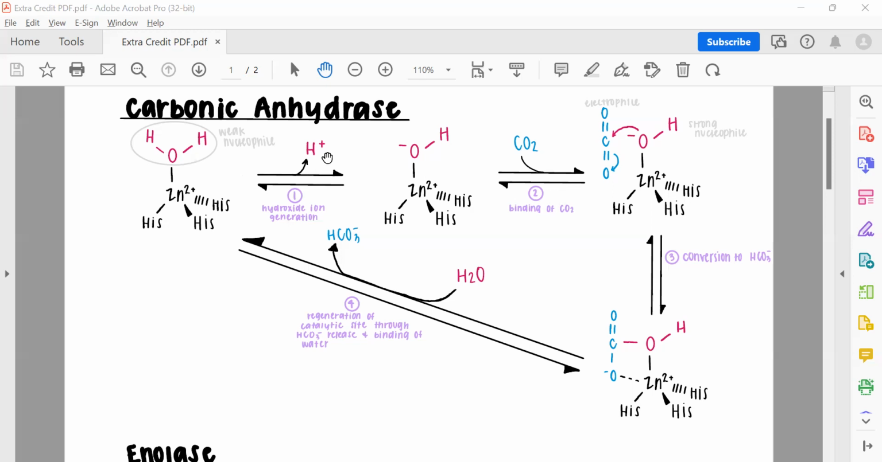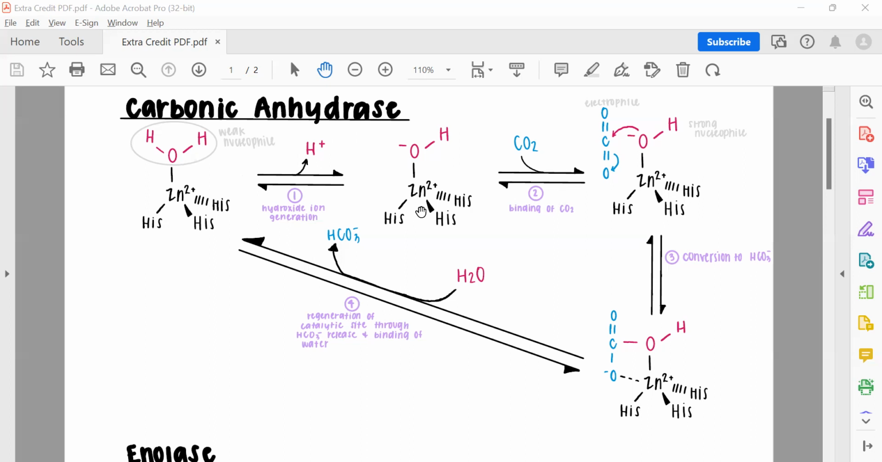So we have the loss of a proton or an H+, and this generates a hydroxide ion, or an oxygen with a negative charge bound to a hydrogen. This is again bound to that zinc ion here and 3 histidines. The zinc ion and the histidines create a stabilization of the negative charges within this molecule and throughout this reaction process.